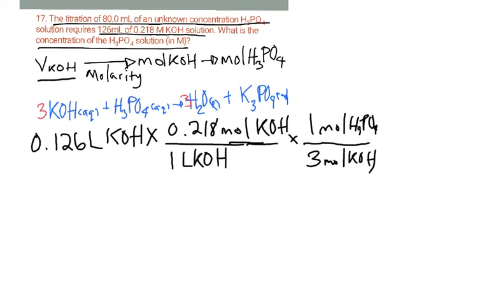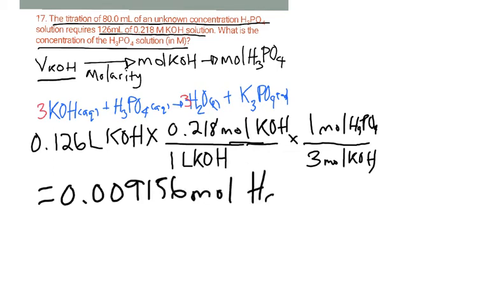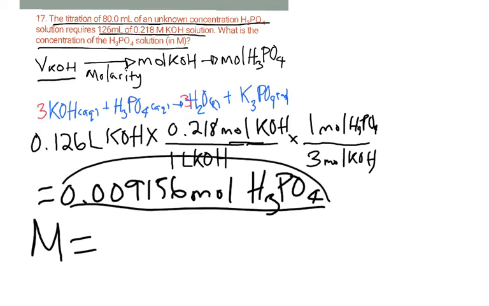So if we calculate that, we get 0.00915 moles of phosphoric acid. Okay, we have moles of phosphoric acid. We want to find the molarity. So the molarity of phosphoric acid is going to be equal to these moles, right, divided by the volume here.